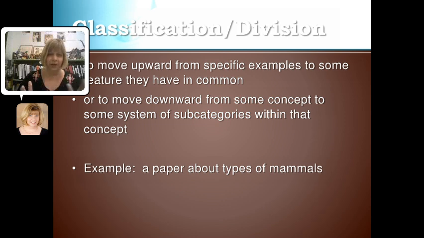And let's suppose in this case you had to write a paper about types of mammals or the evolution of mammals. You could start at the top with the general idea and work your way down, or you could start with specific examples and work your way up to what they all had in common.